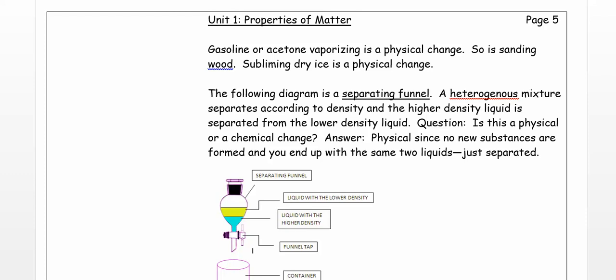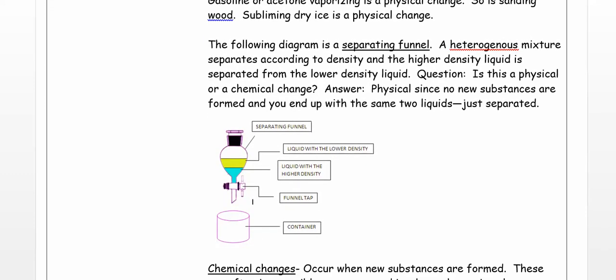The following diagram is a separating funnel. I'll show you one in the classroom. A heterogeneous mixture separates according to density. The higher density liquid separates from the lower density liquid. So I want to use this to separate a high density liquid from a low density liquid. Down here, for example, is my high density liquid, and up above is my low density liquid. The high density liquid will always sink to the bottom. The low density liquid will always float to the top. So is this a physical or a chemical separation?